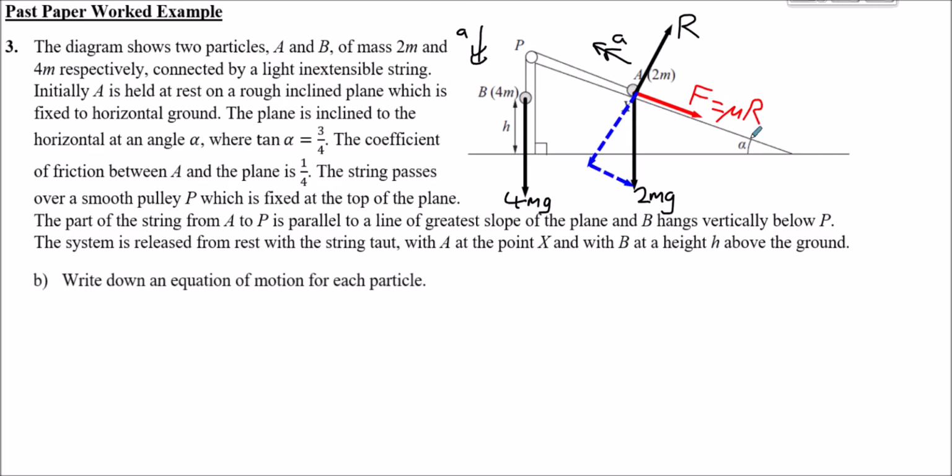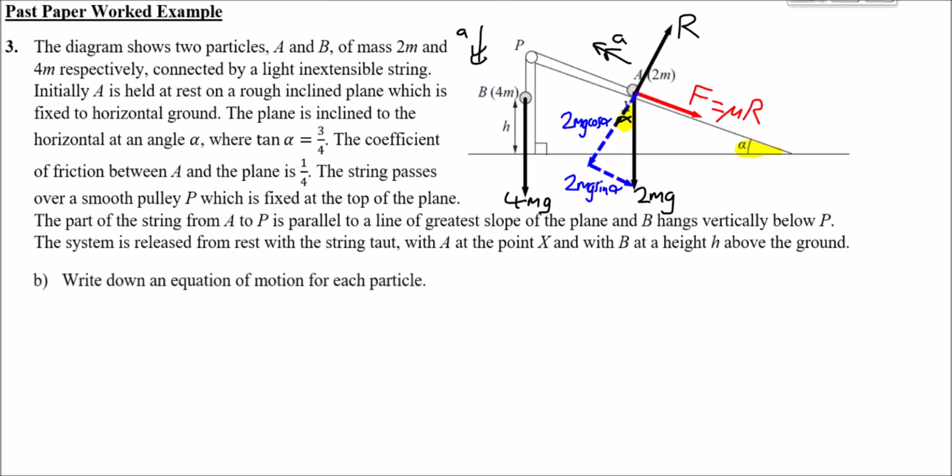We also should know almost off by heart now, if this is alpha, this angle here will be alpha too, and this component going parallel down the slope will be 2mg sine alpha. This component here will be 2mg cosine alpha. So we need to know this really very clearly. If that's alpha, this here will be alpha as well.